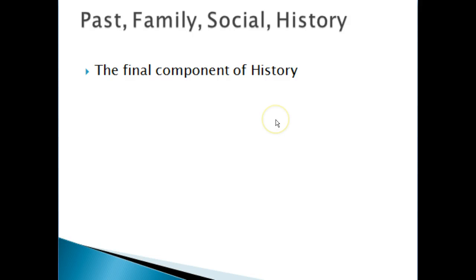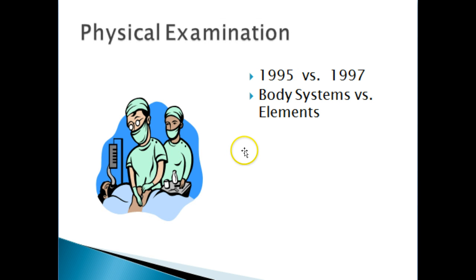And the final component of history is past family social history, and it's just what it is. Your past history is usually recorded, your family history is usually recorded, and your social history is usually recorded in your chart. So those are the parts of history: HPI, review of systems, and past family social history. And then you have your physical examination. You have a 1995 and 1997 body systems versus body areas or body elements.